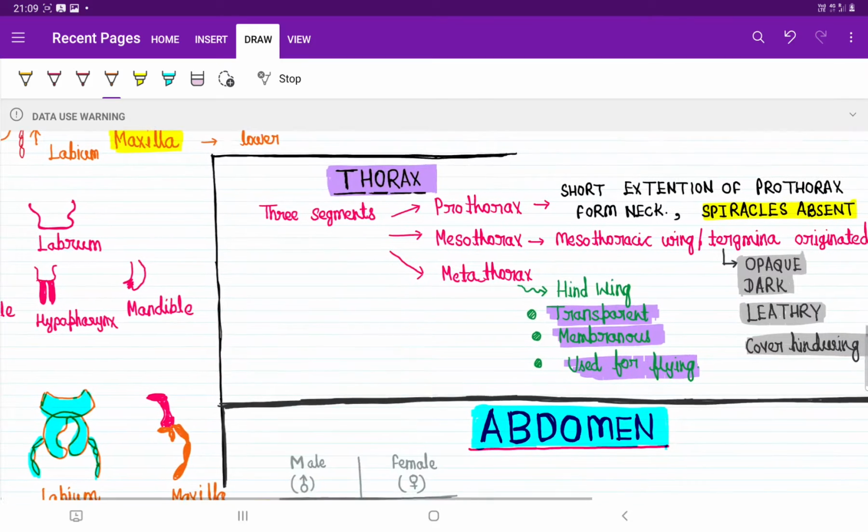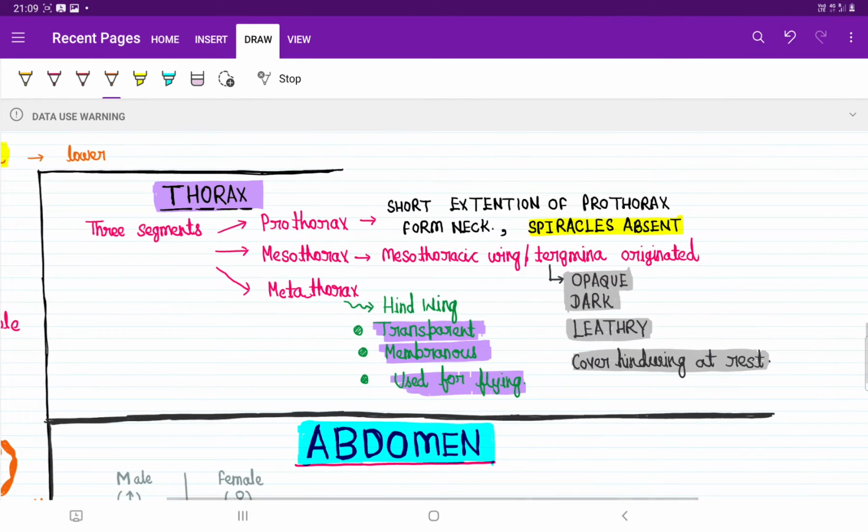Now come to their thorax. Thorax, if you see, student, has three segments: prothorax, mesothorax, metathorax. Prothorax is the first segment, mesothorax the second segment, and the third is metathorax. The short extension of the prothorax forms the neck of the cockroach. It joins the head segment and forms their neck, right?